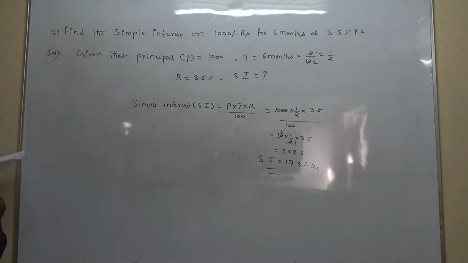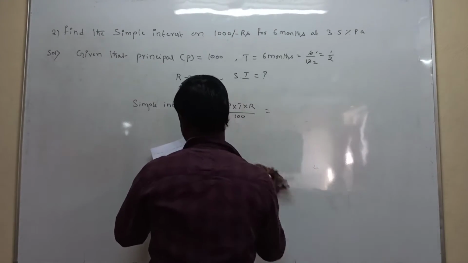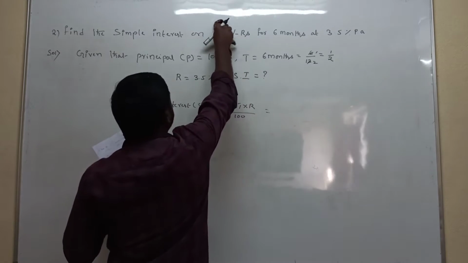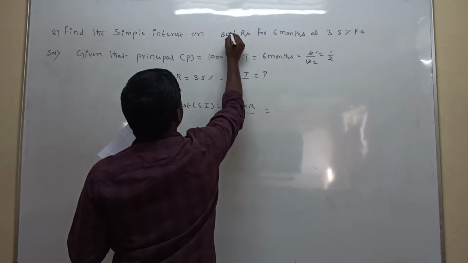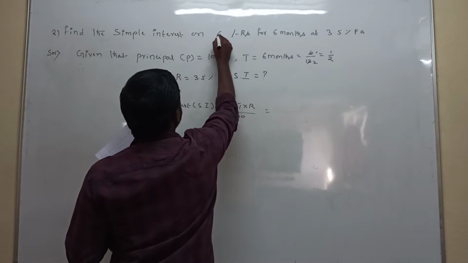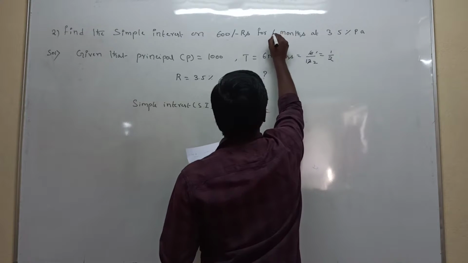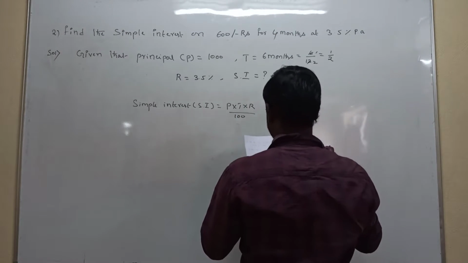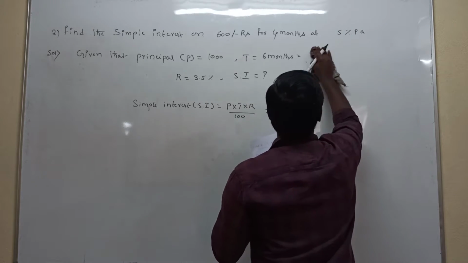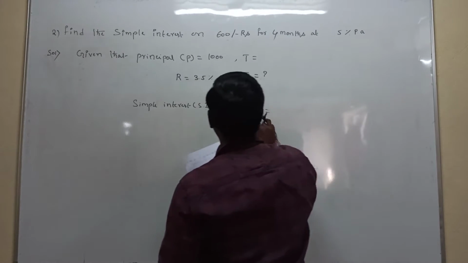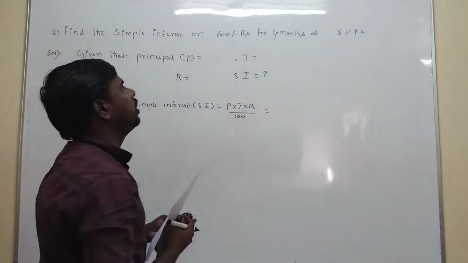Find the simple interest on 600 rupees for 4 months. The rate of interest is 5% per annum. So here also we need to calculate simple interest.